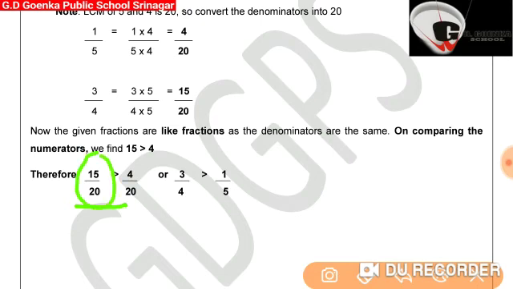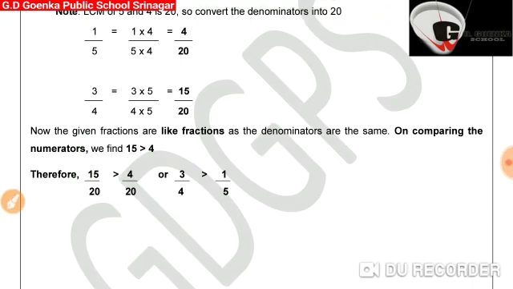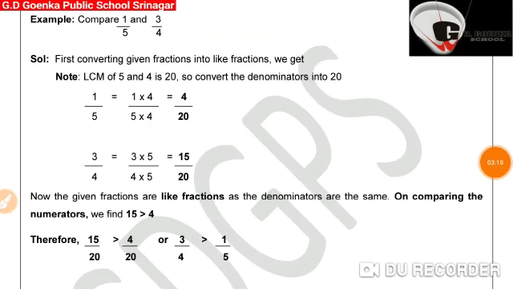15 by 20 is an equivalent fraction of 3 by 4, and 4 by 20 is an equivalent fraction of 1 by 5. So we can say that 3 by 4 is greater than 1 by 5. So this is how we compare unlike fractions by converting them into like fractions and then comparing them. Now practice some of the questions yourself. Thank you.